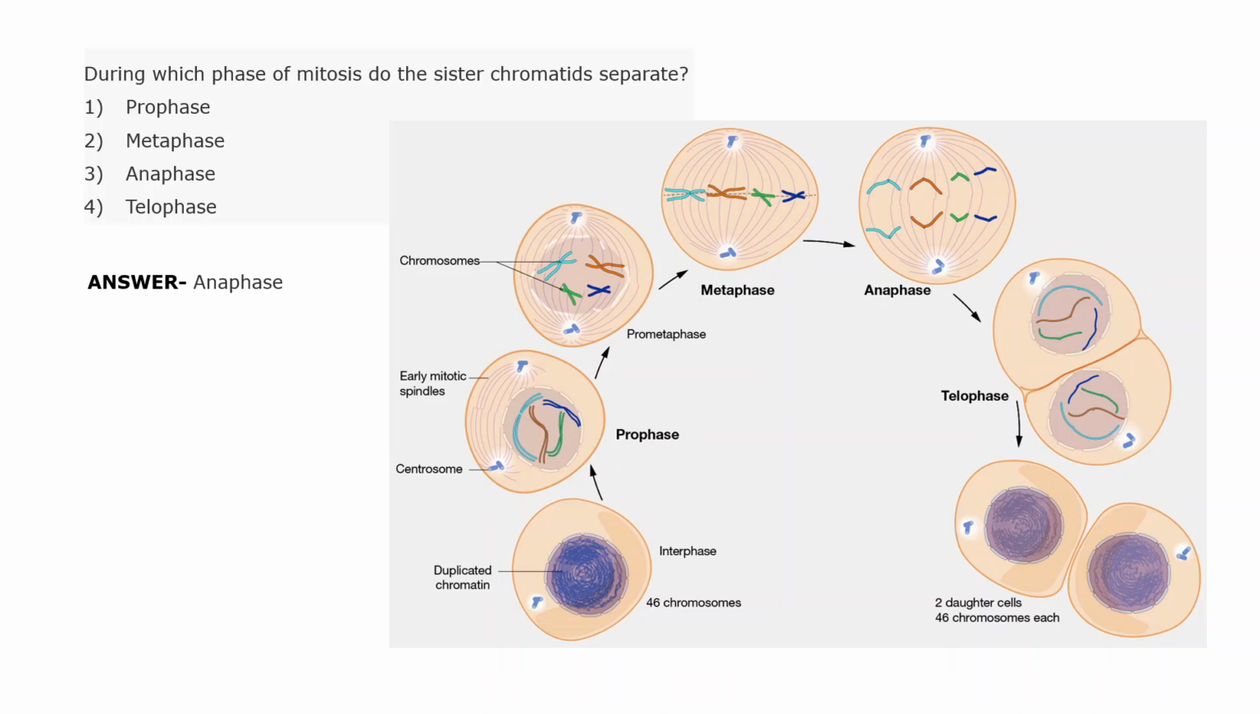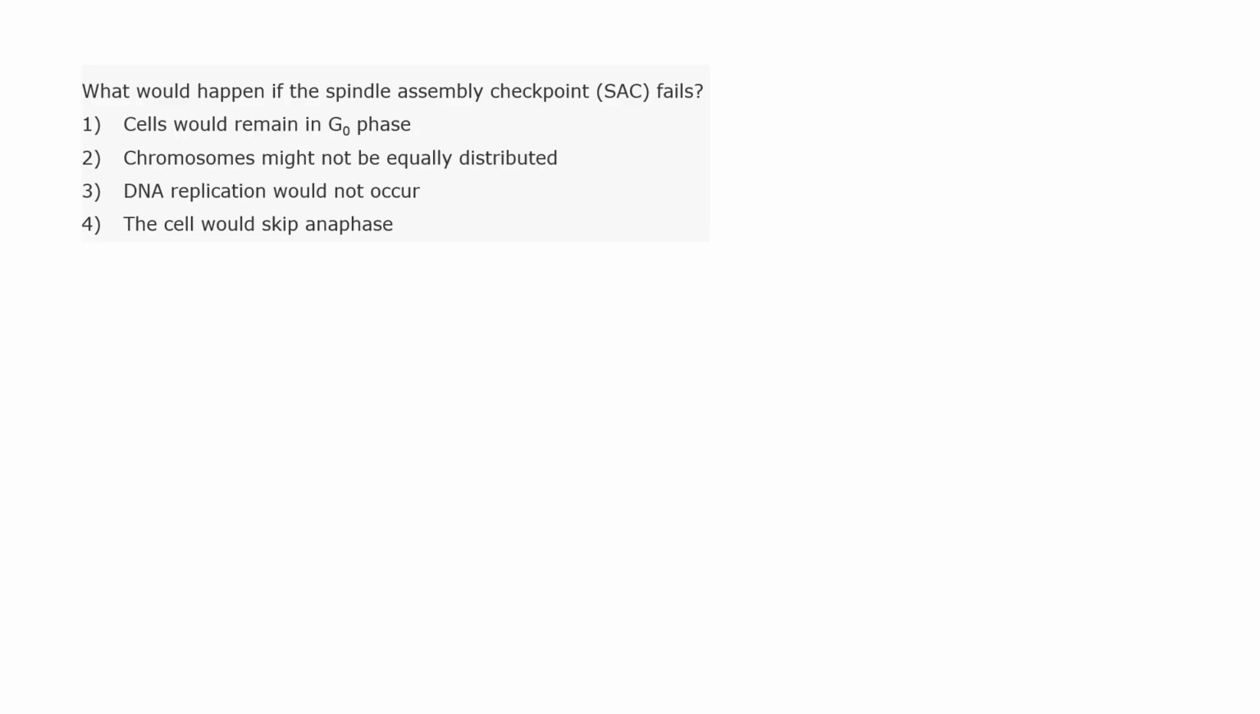Okay, I hope it's clear. So I'll just move on to the next question then. Coming on to the next question: what would happen if the spindle assembly checkpoint or SAC fails?